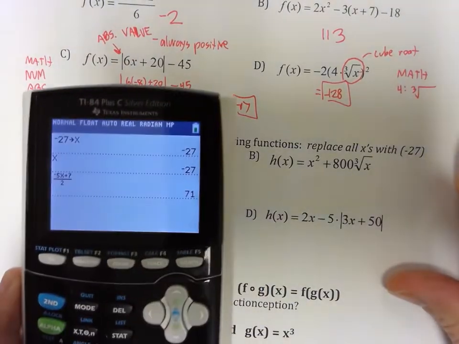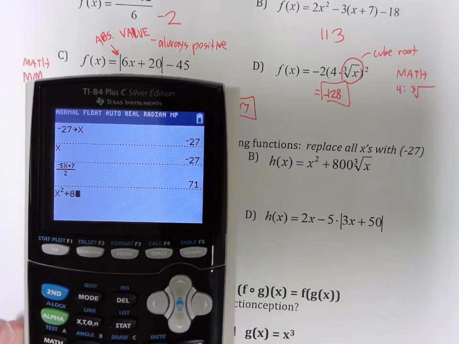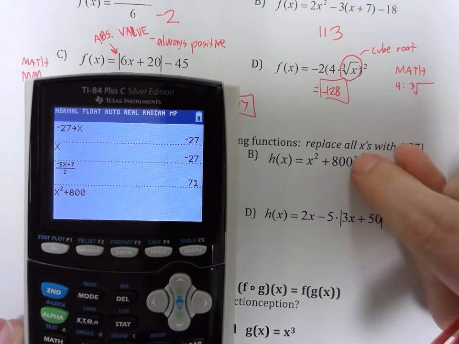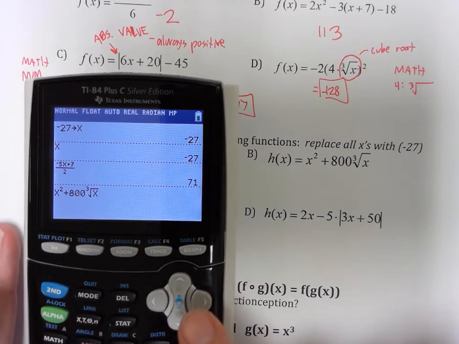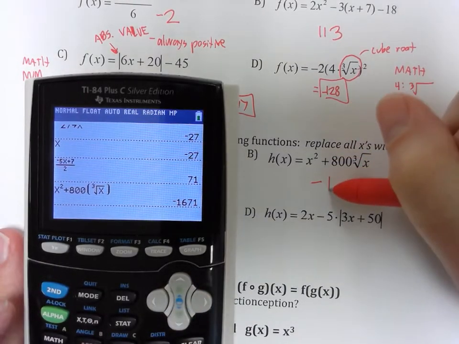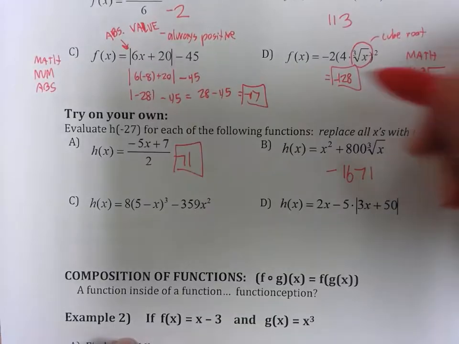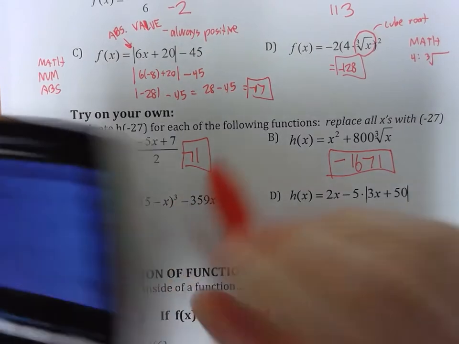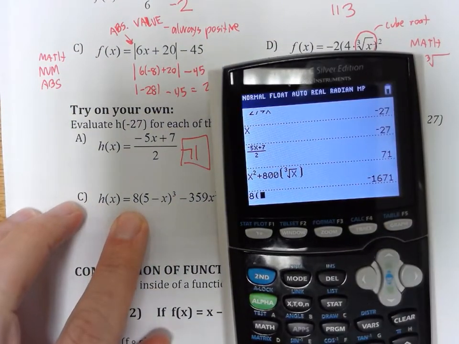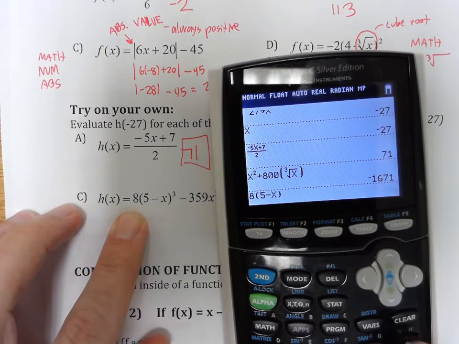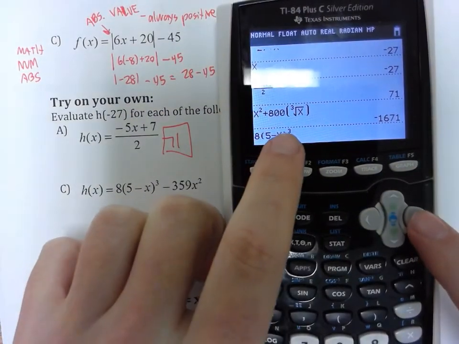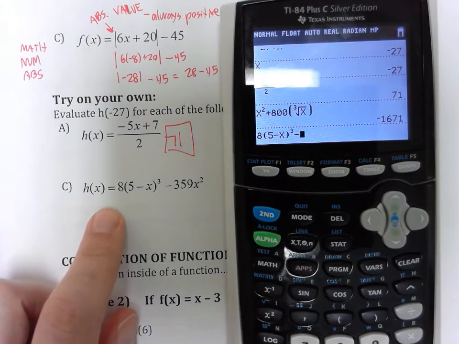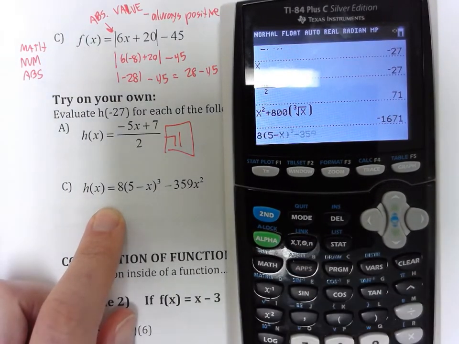Over here, it's going to be x squared plus 800, and there's no symbol between it, but that means times. So 800 math down cube root x, negative 1671. Eight parentheses 5 minus x close parentheses, power right here, 2 the third power. Right arrow once you get out of there to get back into the main line, minus 359x squared. We're done, 433. See how easy this is?